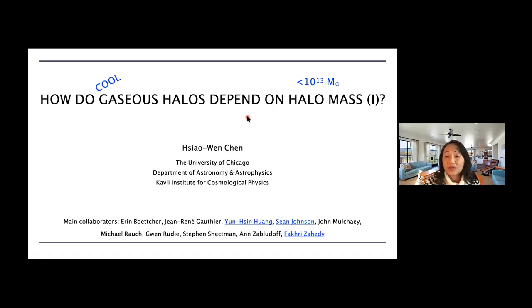So before I start, I want to acknowledge some of my long-term collaborators listed down here. In particular, I want to highlight my former students whose work I will be highlighting in the next 45 minutes. They are Yunxin Huang, a finishing grad student at University of Arizona, Sean Johnson, a starting assistant professor at the University of Michigan Ann Arbor, and Farid Zahedi, a Carnegie Fellow at Santa Barbara Street.